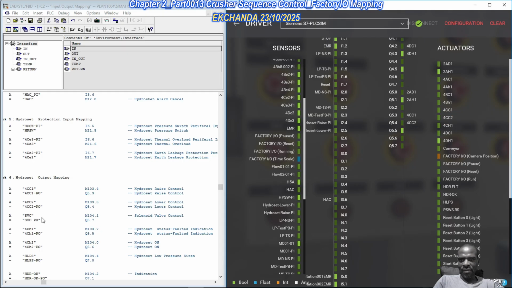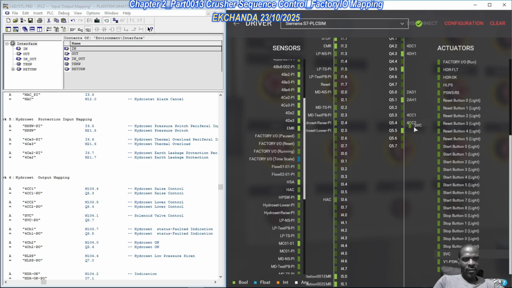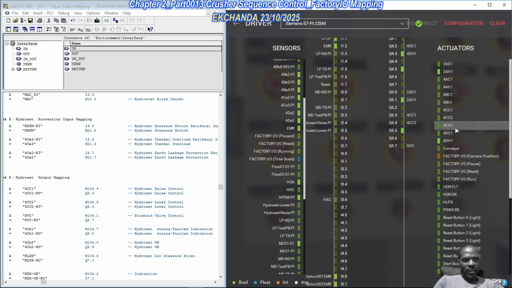And thereafter SVC is mapped to Q5.7, like so. Then what else do we need? 4CH1 is mapped to Q5.5.